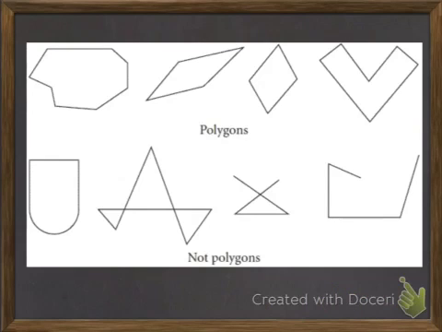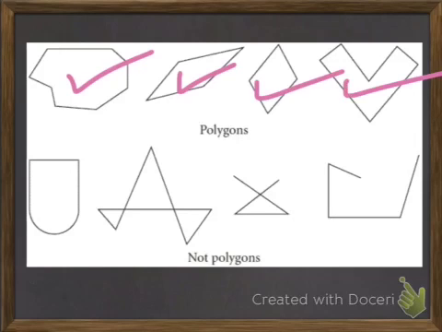For example, let's look at the shapes here. The first one has straight sides and it's a closed figure. So this one is a polygon, right? This next one, closed sides and straight lines. So it's a polygon, same thing, polygon.